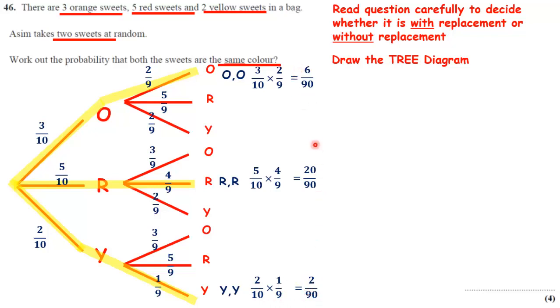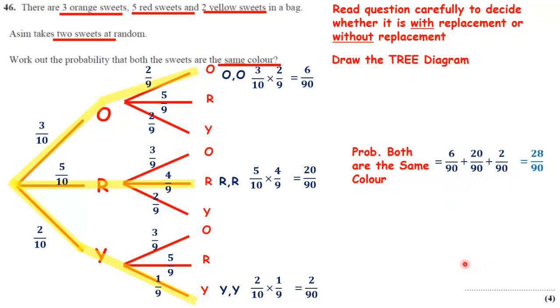And I need to add these 3 together. So to work out the probability that they're both the same color, I'll do 6/90 plus 20/90 plus 2/90. These are all out of 90ths, right? So the answer is going to be over 90. 6 plus 20 plus 2 is 28 over 90. And so that's my final answer. The probability of picking 2 of the same color is going to be 28 over 90.